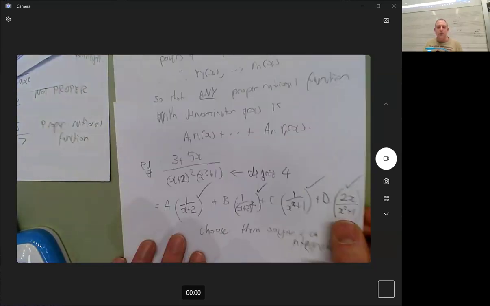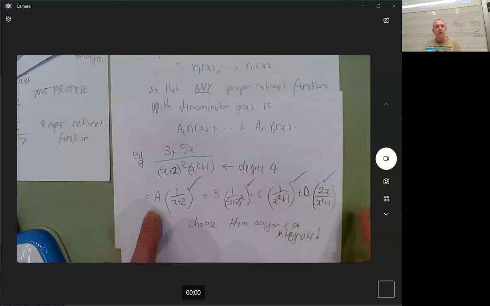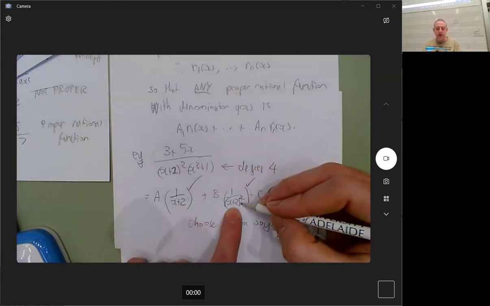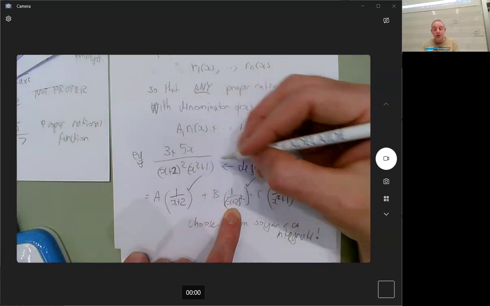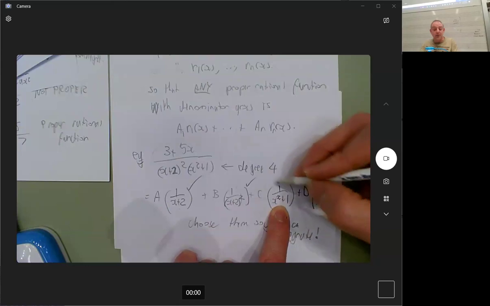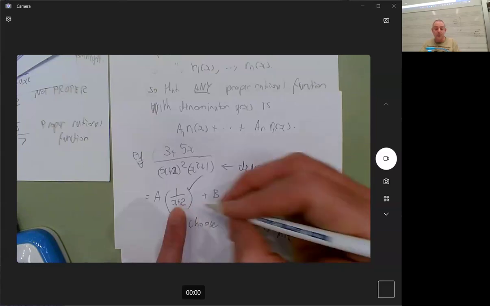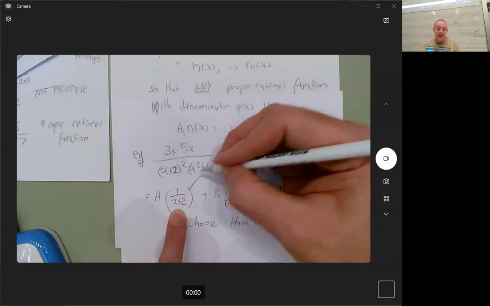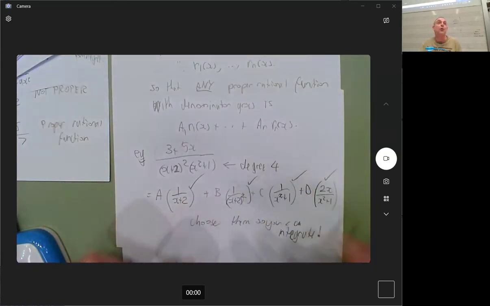At this point, the way that you tell what A, B, C, and D are is you put them all over a common denominator. So you multiply this one here, for example, by x squared plus 1, because that's what's missing from that denominator compared to this one. And you multiply this one by x plus 2 squared on top and bottom, because that's what's missing. Multiply this one by x plus 2 squared as well. You multiply this one by x squared plus 1 and another x plus 2. Put them all over a common denominator, expand that out possibly, and compare the coefficients, and it should work.